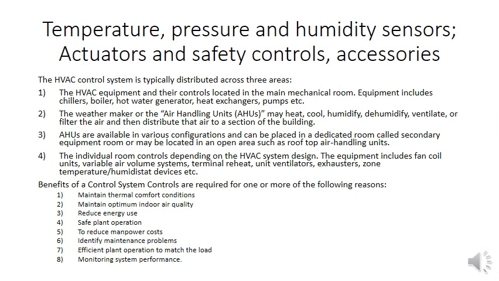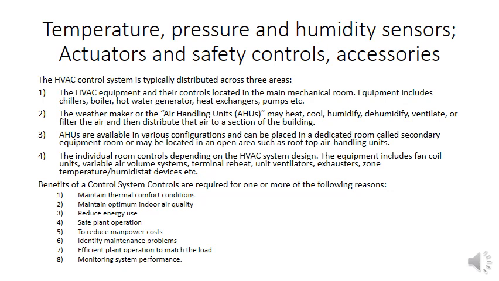In an HVAC control system, it is generally distributed across different types of areas. First is HVAC equipment, whose control is mainly located in the mechanical room. Mechanical room means the centralized room where we control the overall air conditioning plant. It is a central location where equipment includes chillers, boilers, hot water generators, heat exchangers, pumps, etc.